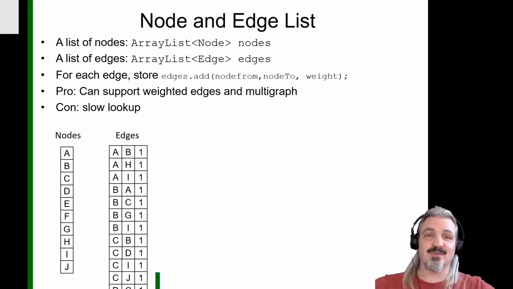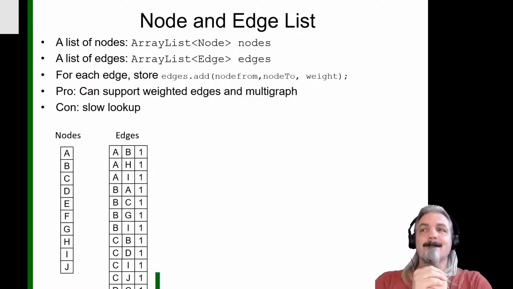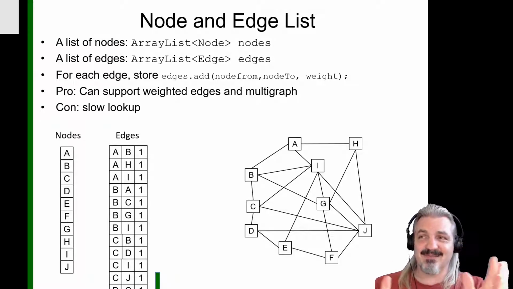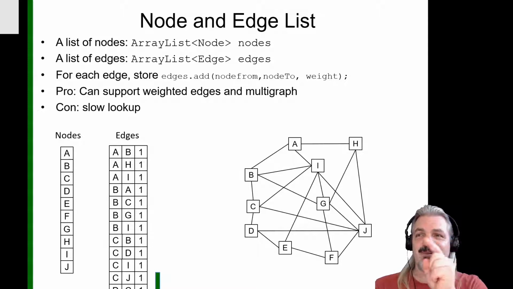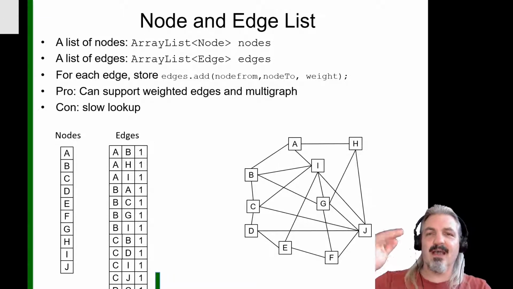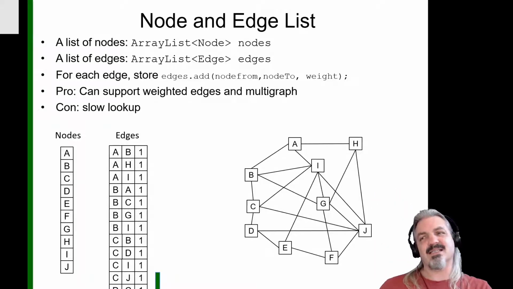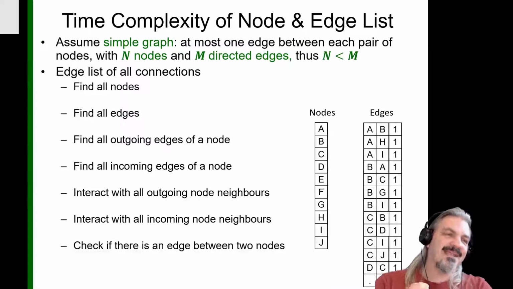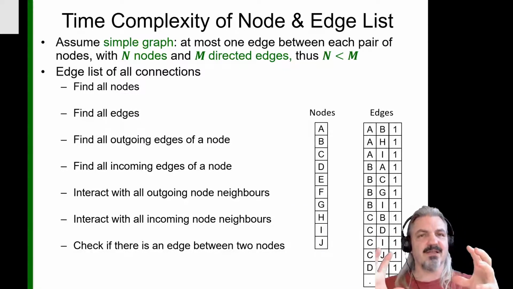This is great in terms of flexibility, but it's really bad when you take this network, where there's a line from A to B and a line from A to H and a line from A to I, and this is also showing bidirectional edges, that's why I've got all the edges, and you get this massive long list of all of the edges. So to do anything, it's going to be slow, because you've not got a data structure that helps you organize any of these things.